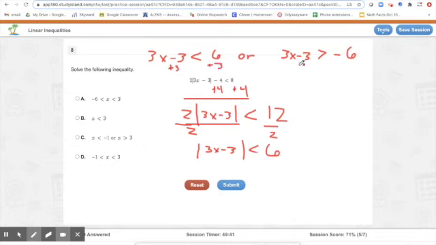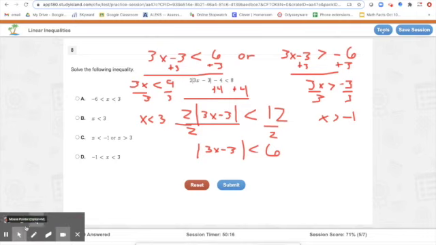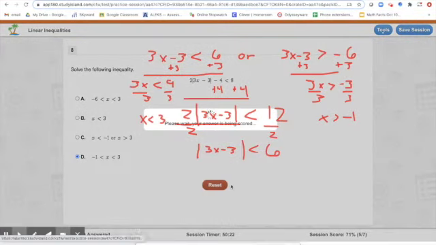We're going to be adding 3. And that's going to give me 3x is greater than negative 3. Over here, it's going to give us 3x is less than 9. And then we divide by 3, and x is less than 3. Or dividing by 3 over here, we get x is greater than negative 1. So we've got D. This is the one that shows us that x is less than 3 and x is greater than negative 1.